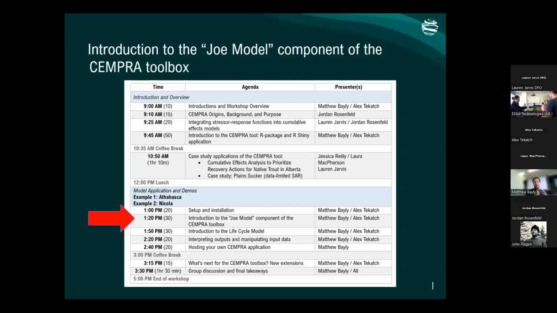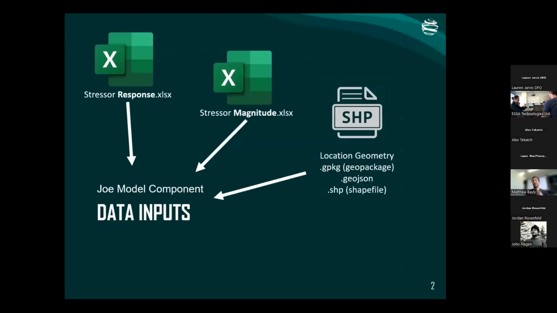So the first thing we'll go over in the first tutorial is just running the Joe model itself. As we saw in the earlier talks, the Joe model has three different input files. One of them is the stressor response input file, which is the stressor response curves and the relationship, so temperature and effects. The other is the stressor magnitude file, which is the actual value of the stressors for a location.